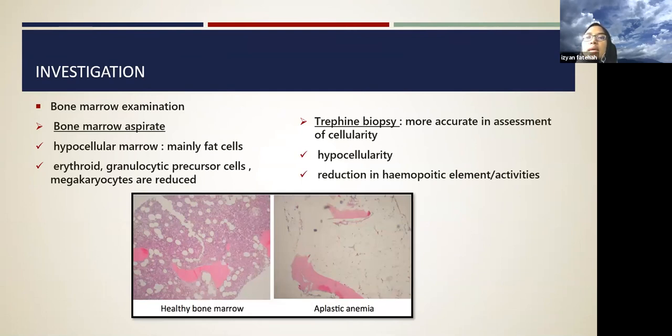Bone marrow examination is very important to be done because it confirms the diagnosis.